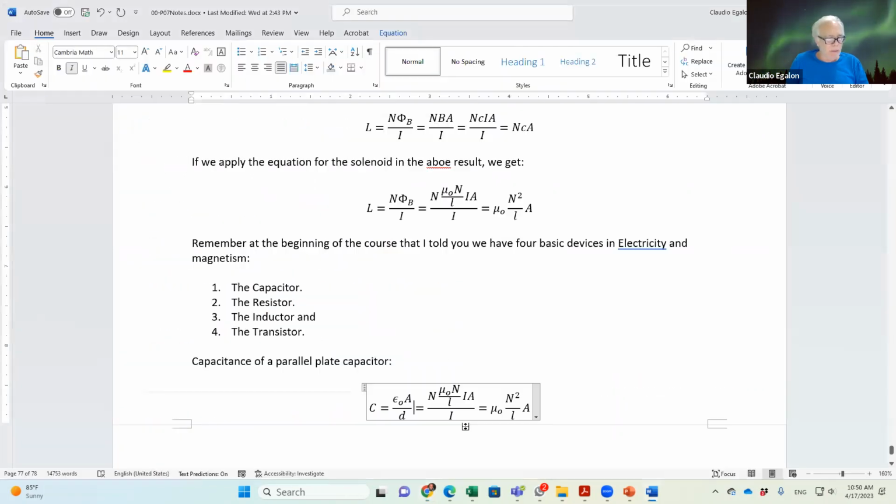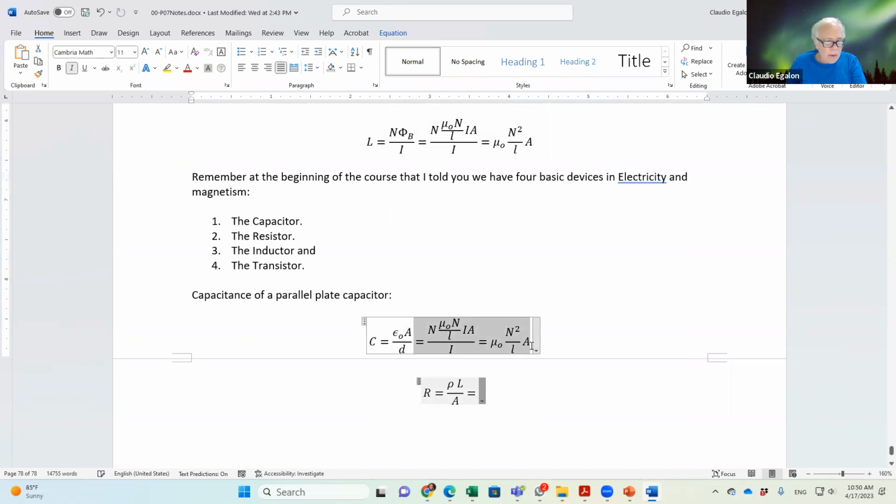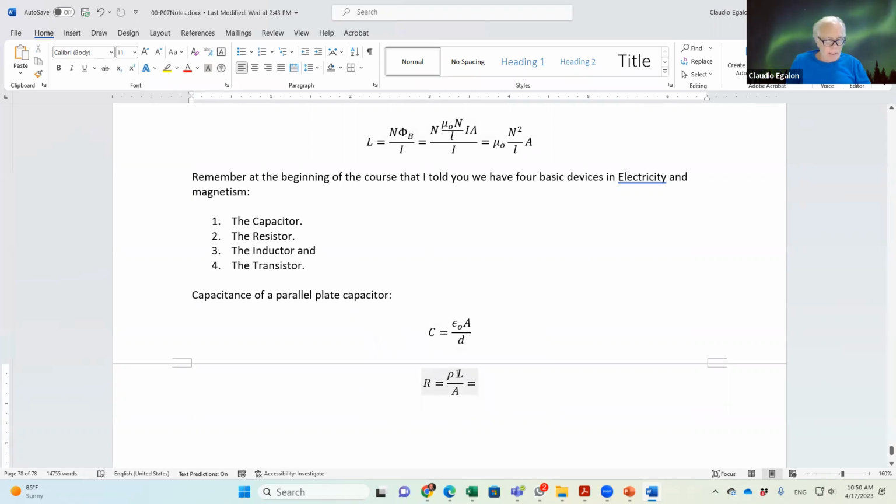Good. What about the resistance? Well, we saw that the resistance of a resistor is what? The resistivity, right? Times the length of the device divided by A. Okay? I don't need that anymore. Just like before, it depends on the geometrical parameters of the device and a constant that depends on the material. Here too, geometrical parameter of the device and a constant that depends on the material that's inside the capacitor.